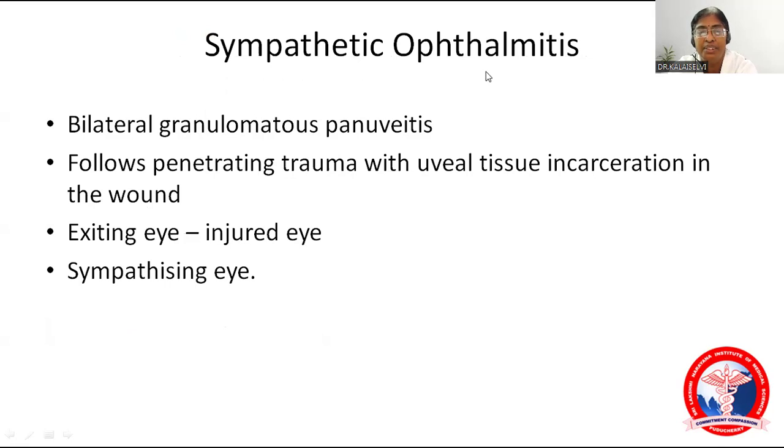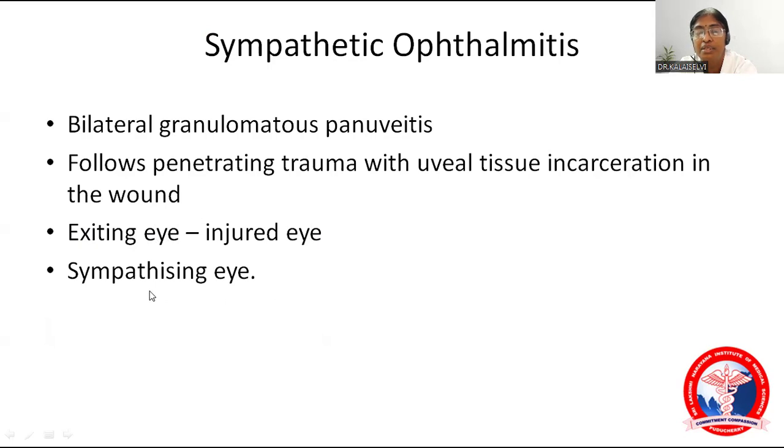Coming to sympathetic ophthalmitis, there is a presentation of bilateral granulomatous panuveitis, in which the uveal tissue is incarcerated in the non-radiated fields. Because the uveal tissues are damaged during the trauma, they are exposed to the immune system. So because of this, the traumatic eye, which is the injured eye, excites the inflammatory response, and the other, normal eye is also affected, which is called the sympathy.